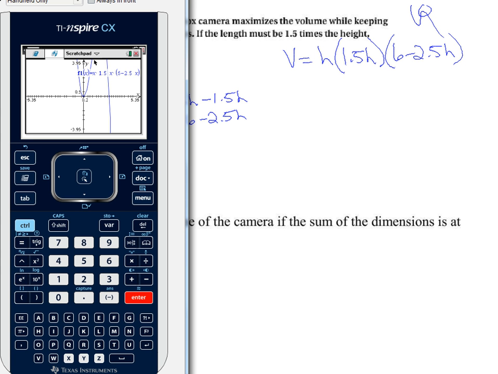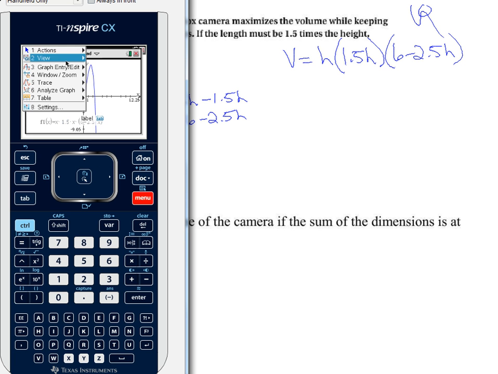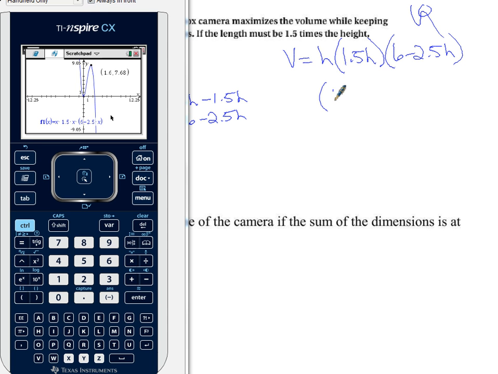Of course, I need to zoom out some. So I'm going to grab my axes here and zoom out. And now I see that peak. So all I got to do is analyze graph, maximum value, left side, right side, gives me the ordered pair. There it is. Now we just got to figure out what that ordered pair means. So it gives me 1.6, 7.68.